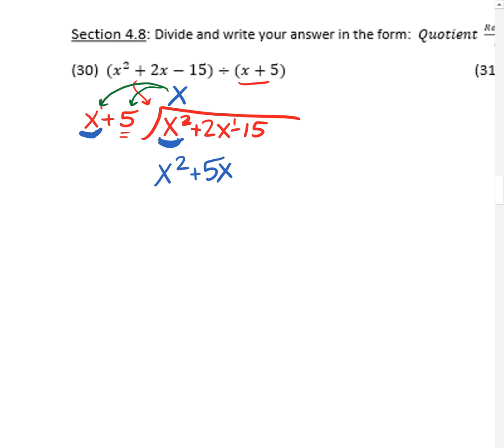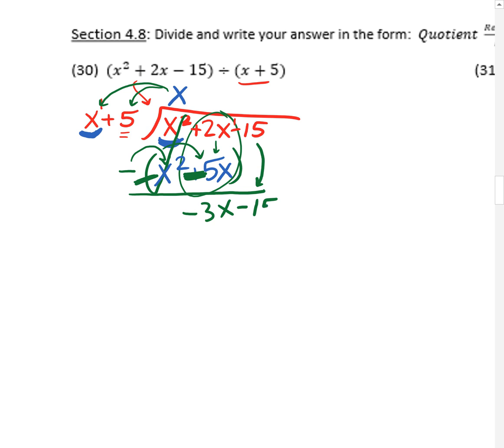All right, now I got to be careful because I subtract, but I got to remember that the subtraction sign is meant for the entire thing I just wrote. So I'm going to put it in parentheses and think of it distributing inside here. So it's like this x squared becomes negative, as does this 5x. And then I'll combine vertically. X squared and negative 5x cancels. 2x minus 5x is negative 3x when I combine these guys. And then the next step would be bring down the next term, the minus 15. And then you start the cycle over again.